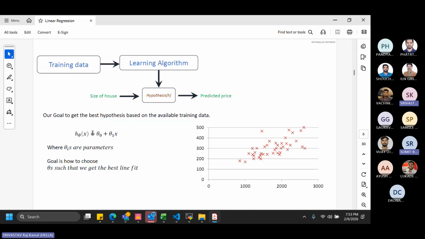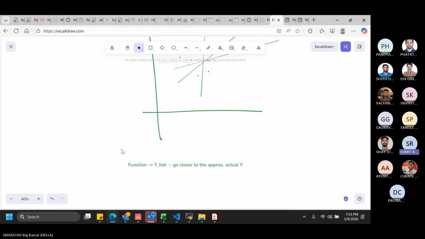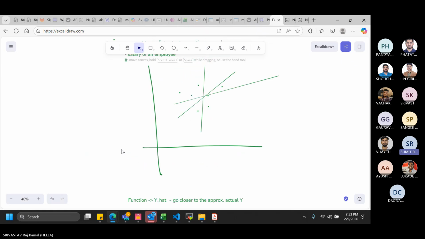Okay, sir, coming to how it is different from line fitting. We have curve fitting, right, where we try to fit a linear line or any other curve also. So how is it different from that?